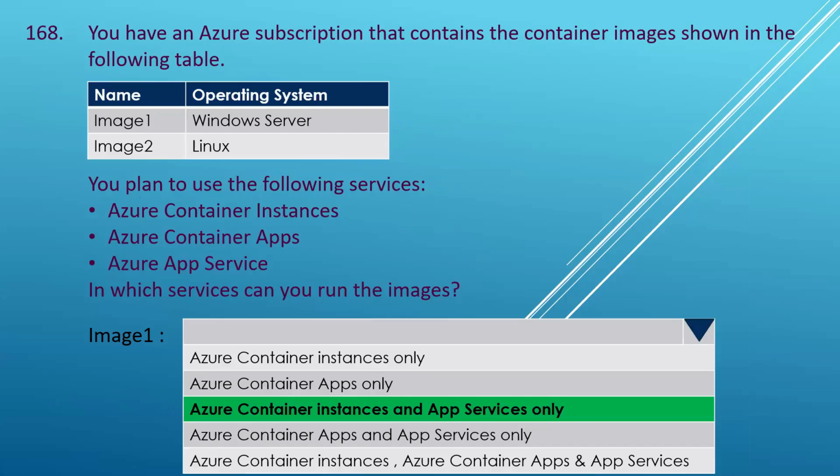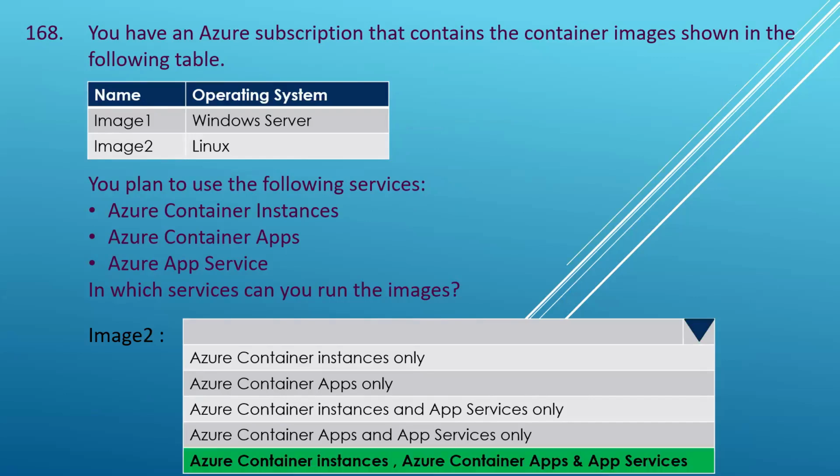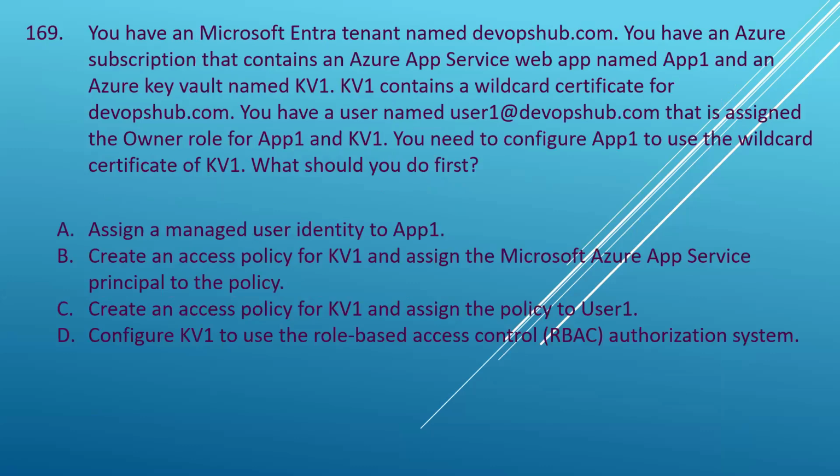The next part of this question talks about image 2. Because it is a Linux-based image, all three options are valid. That means the fifth option, Azure Container Instances, Azure Container Apps, and App Services, is the valid choice in this case. Question number 169.